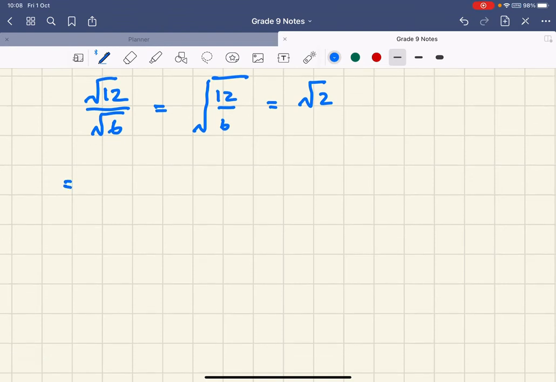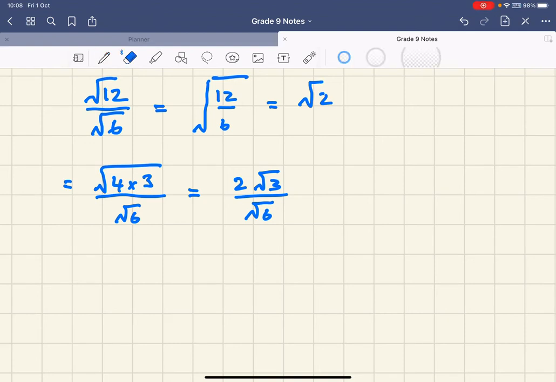So root 12 can be rewritten as root 4 times root 3, and root 6 cannot be simplified at all, so I'm just going to leave that as root 6. But what I can do with that is make that 2 root 3 divided by root 6. Now this looks a bit different from the one that I've got at the top, the root 2. Why is that different? Because I've still got that root 6 on the bottom.